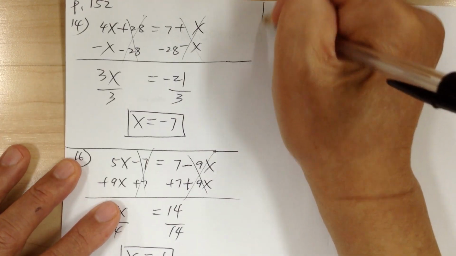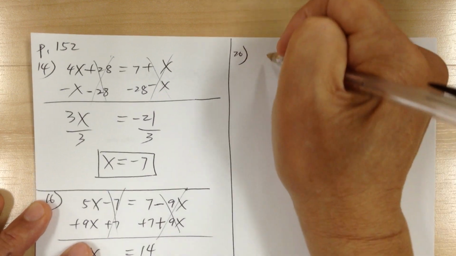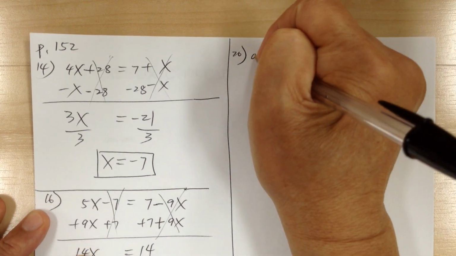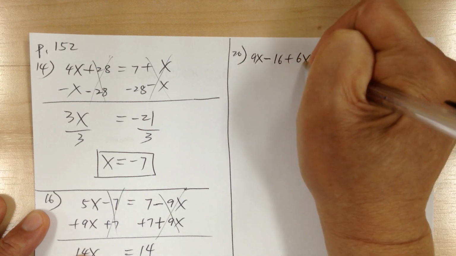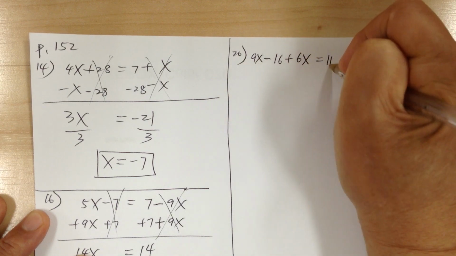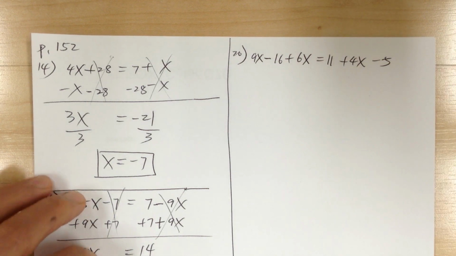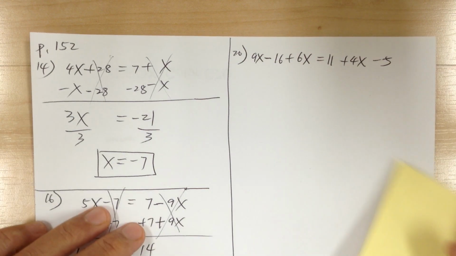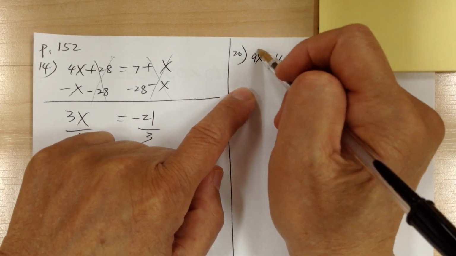Okay, let's go to number 20. Okay, so we have 9x minus 16 plus 6x equal to 11 plus 4x minus 5. So again, let's go and focus on one side at a time. So let's focus on this side. Okay, so let's combine the like terms.